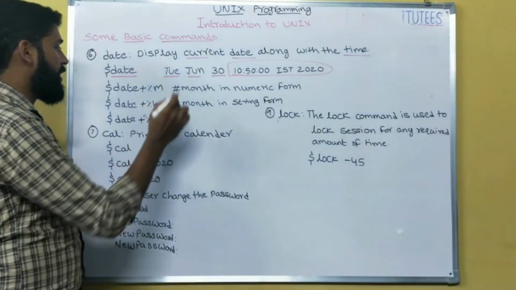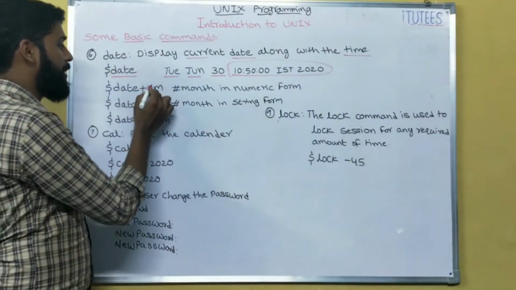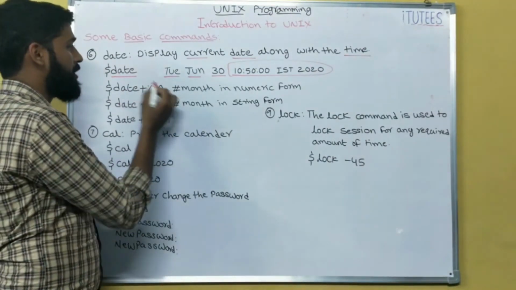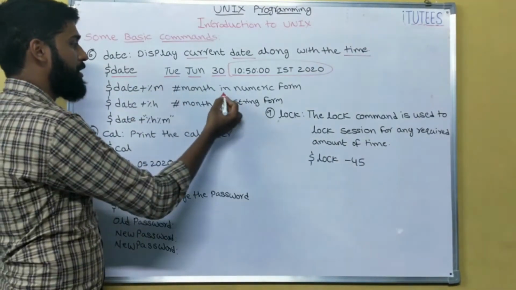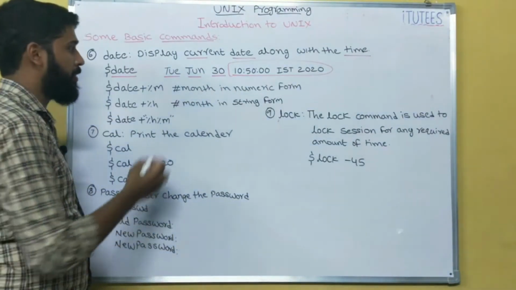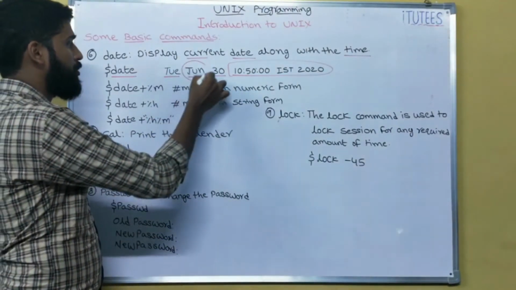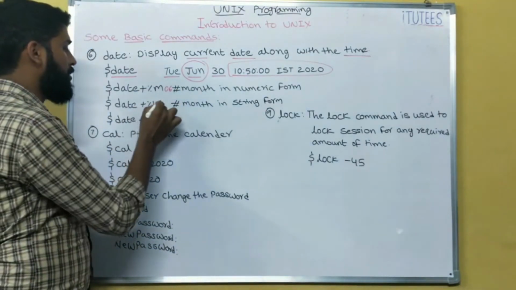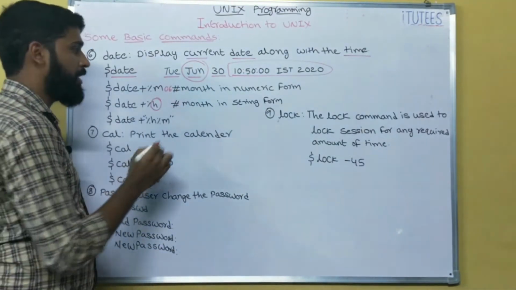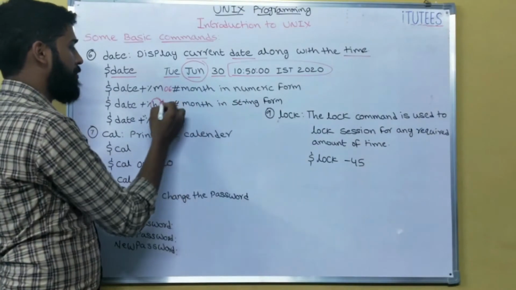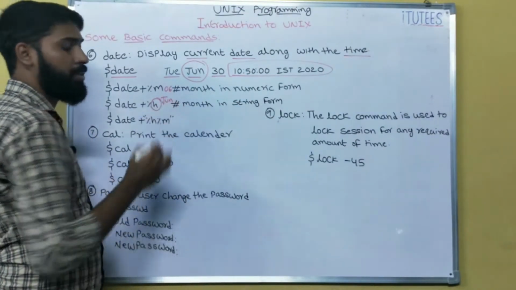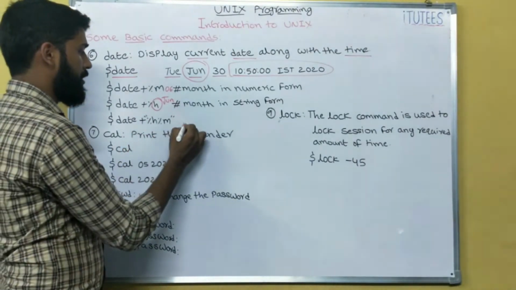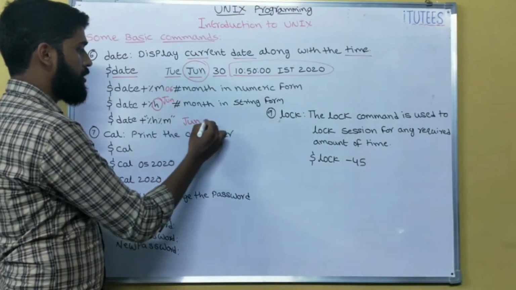Okay. So for example, I am using date plus percentage. This is the formatting of date. So %m means it returns the month in numeric form. What is the month here? June. It displays 06. If I use %h, then it displays the month in string form, that means JUN. If I use them combined, then it returns JUN 06.